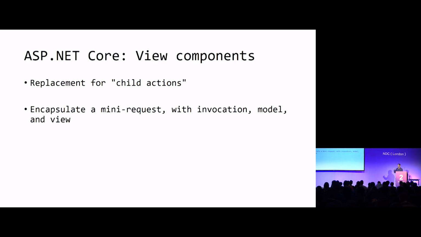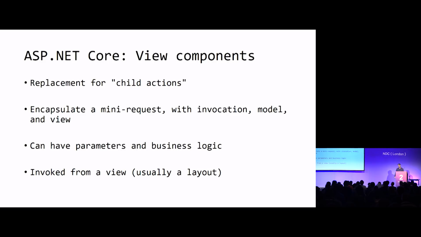They encapsulate a single mini request for a section on the screen that includes the invocation of some code, the building of some model, and then finally the rendering of HTML. So I think of it as a very mini MVC pipeline just for a single section on the page. These view components can have their own parameters to pass in, like here's the order ID that you need to actually render, and their own business logic to do really whatever they want to be able to render that information on the screen. And the way these get invoked is usually from a view inside of your layout.